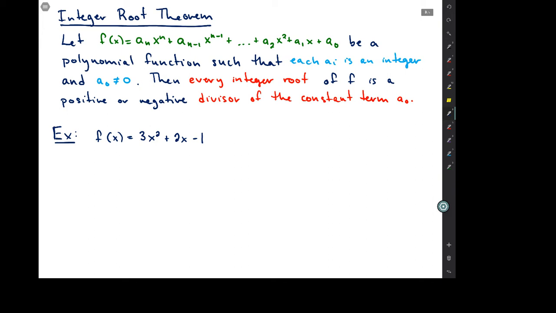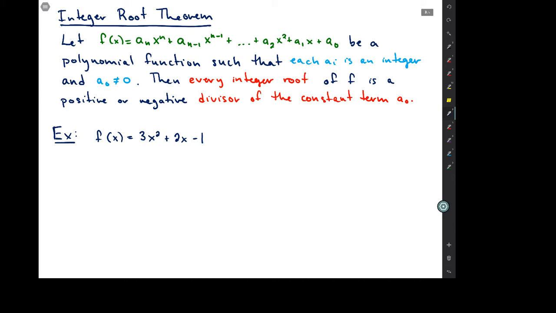If this is a polynomial function such that each of these coefficients a_i is an integer and the last term a_0 is non-zero, so our constant term can't be 0, what this theorem tells us is that every integer root, so every root that is a whole number of f, is going to be either a positive or a negative divisor of this constant term a_0. We said that a_0 couldn't be 0, so it has divisors.